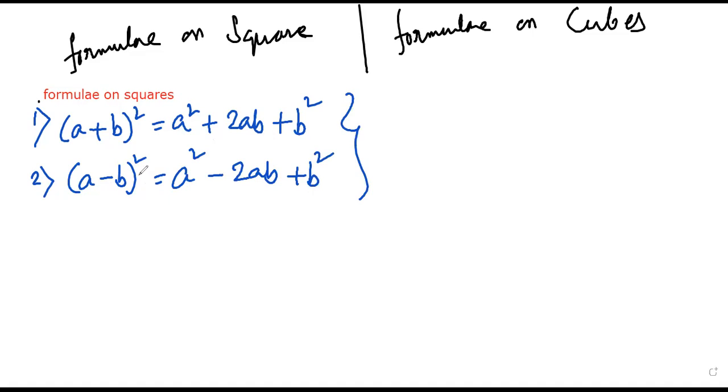Okay. So the main difference is, in a plus b whole square there are two plus symbols, and in a minus b whole square there is one minus symbol. Okay, and see, from these two formulae we can derive the formula for a square plus b square. How?